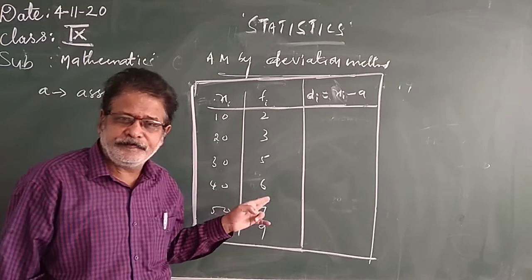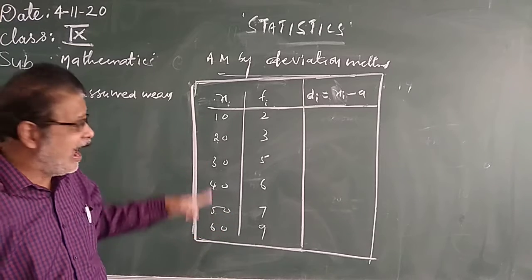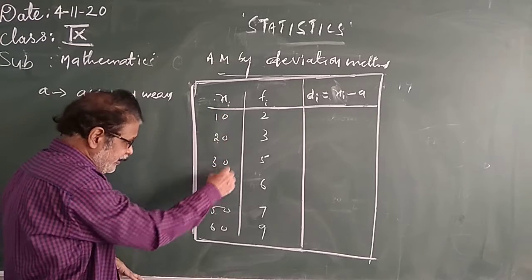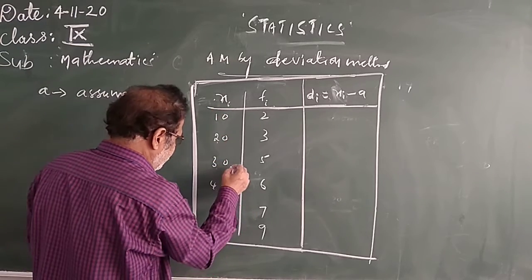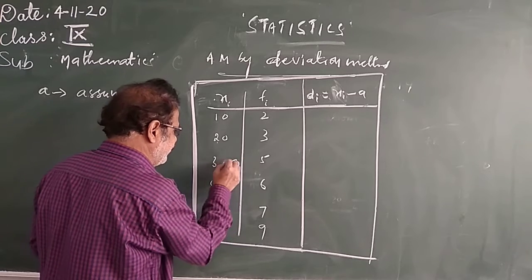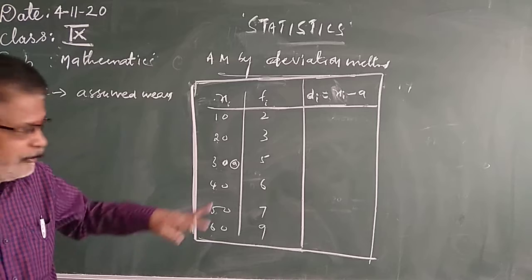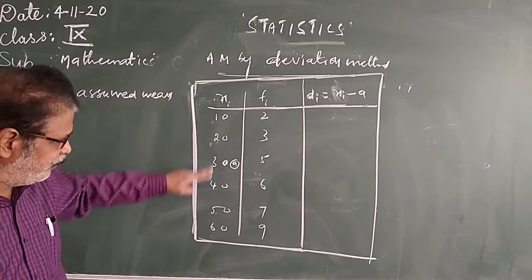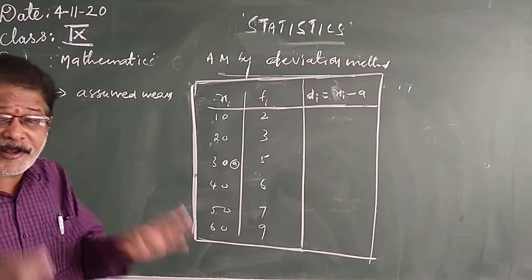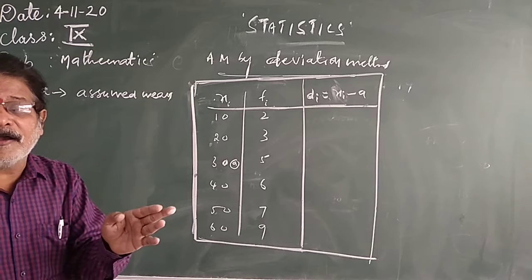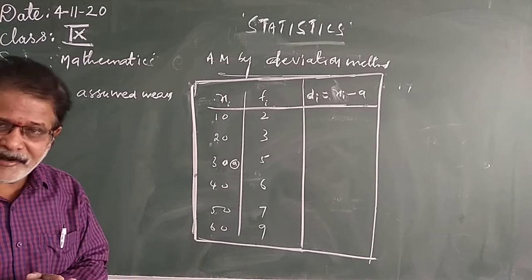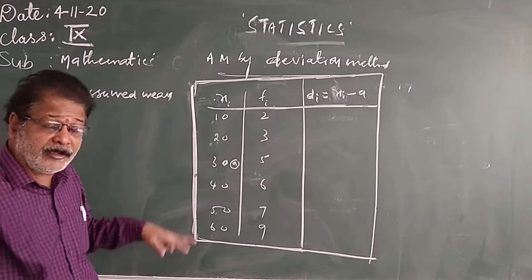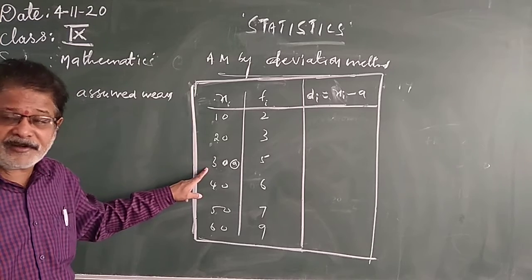In the given observations, you can assume anything as the assumed mean. So, what are the given observations? 10, 20, 30, 40, 50, 60. I assume the assumed mean is 30. 30 is the A. We can assume 20 also as the assumed mean. We can assume 10 as the assumed mean. Any observation you can assume as the assumed mean according to our convenience. Here, I assumed 30 as A.